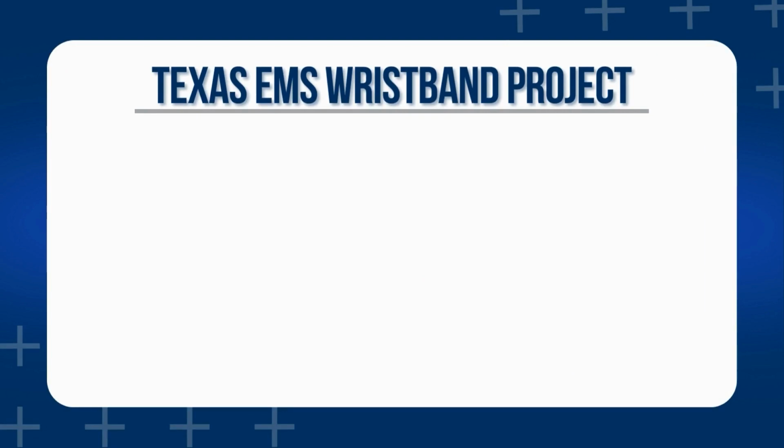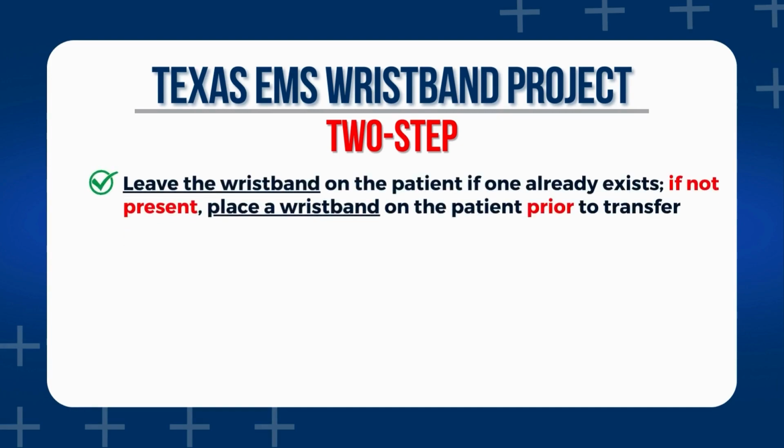Finally, let's provide a quick wrap-up of the previous content via the wristband two-step. As mentioned prior, there are essential elements hospital providers should follow to prevent any issues or occurrences with the patient. First, leave the wristband on the patient if one already exists. If not present, place a wristband on the patient prior to transfer.